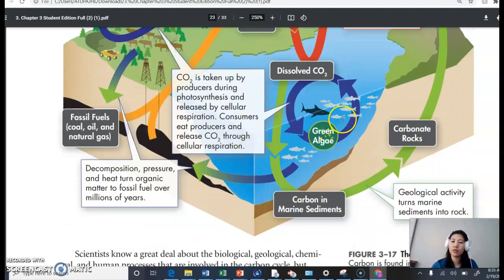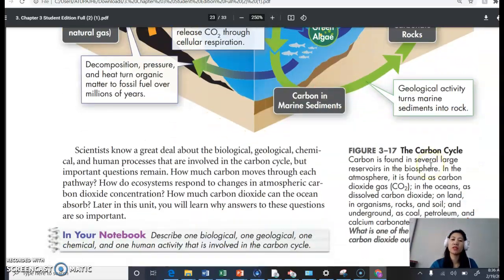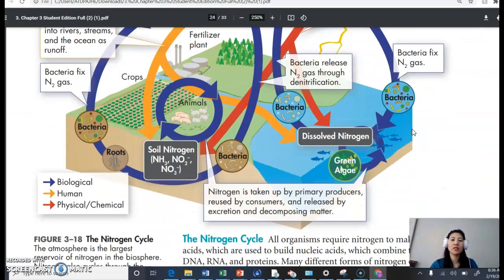Okay, we also have carbon in marine sediments. Those marine life that are already dead contain carbon, and they formed into natural gas. Geological activity as well turns marine sediments into rock. So these are some of the ways we have the carbon cycle.